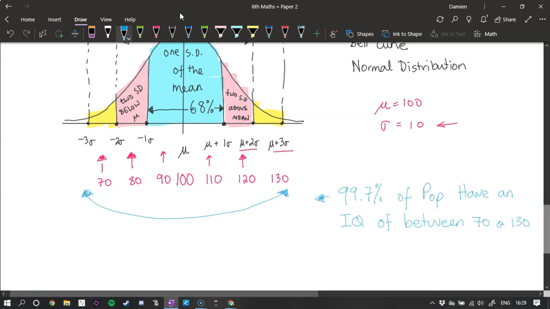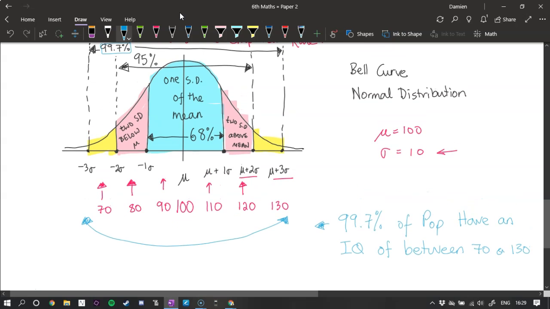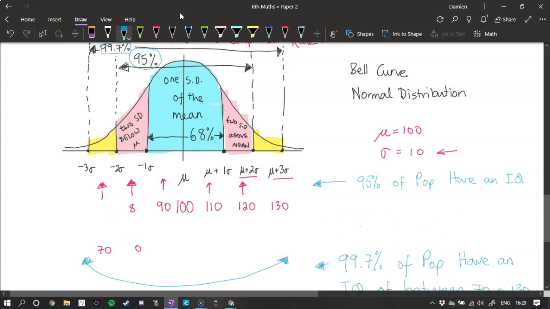From this diagram, I can also make another assumption. If I take 95% this time, 95% again of the population have an IQ, just move down a bit of space, of between whatever our 2 standard deviations are, and that's moved slightly. So that's between 80 and 120.